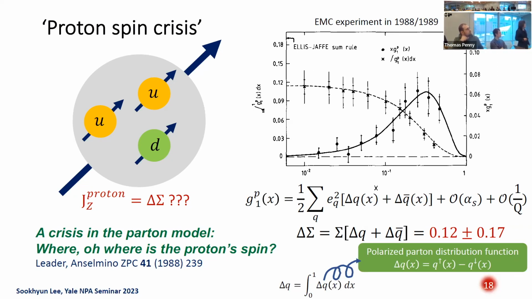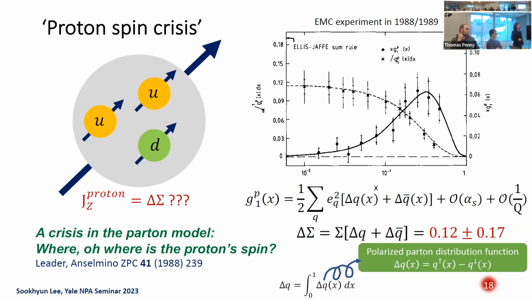And then there was data published by EMC that showed striking results: the quark contribution to the proton spin was at best 30%, which is also shown in the measured g1 structure function as compared to the parton model predictions. And here, I introduce the polarized parton distribution function. Sometimes it's called the helicity parton distribution function. It is defined as the difference between two different helicity states. So we're going to see this a lot in the following slides.